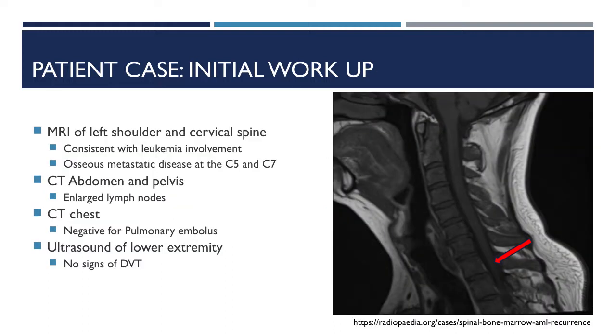Upon admission, he had an MRI of his left shoulder and cervical spine, which was consistent with leukemia involvement. He had metastatic disease at C5 and C7, and on his CT abdomen and pelvis, he had enlarged lymph nodes. They did rule out a PE and a DVT with a chest X-ray and an ultrasound of his lower extremities.